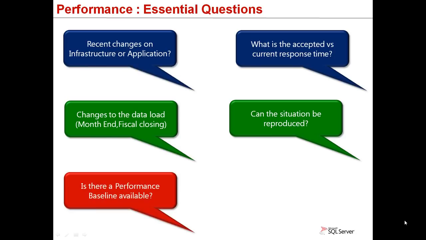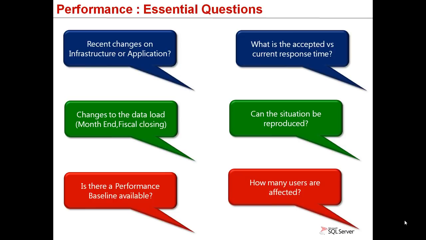Check if there's any performance baseline available. By having metrics on performance counters such as memory or CPU utilization, it gets easier to compare data from before and after the problem started. If there is no baseline available, then it's a good moment to start one. And finally, a classic but not to be missed question: how many users are affected? This might look simple, but it's a question that can save you a lot of time since you isolate the performance condition to a specific group of users.